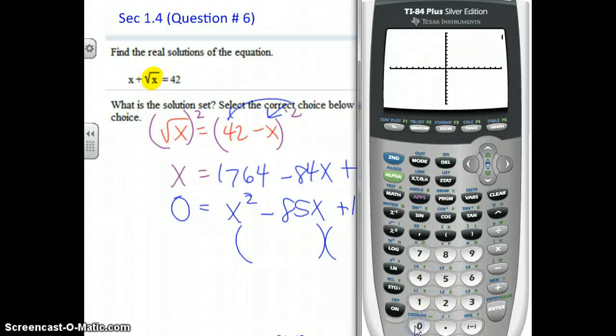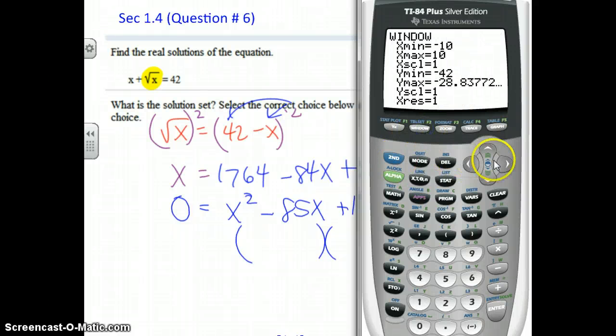Zoom 0 is a zoom fit key which tries to find the function. It doesn't always find it accurately or centered, but I do see something now after hitting zoom 0. So from this graph I can see that I need to see further to the right and I need to see further up. So I'm going to go to my window.